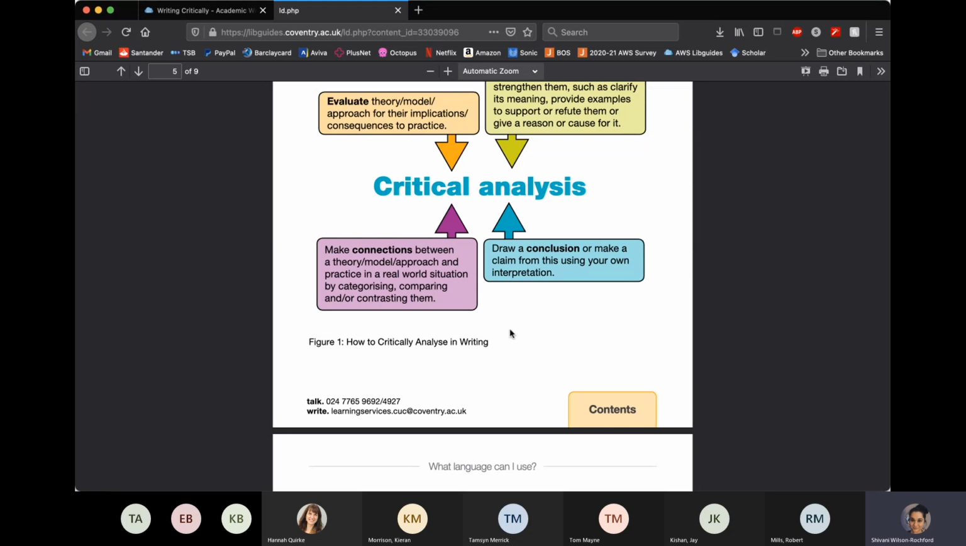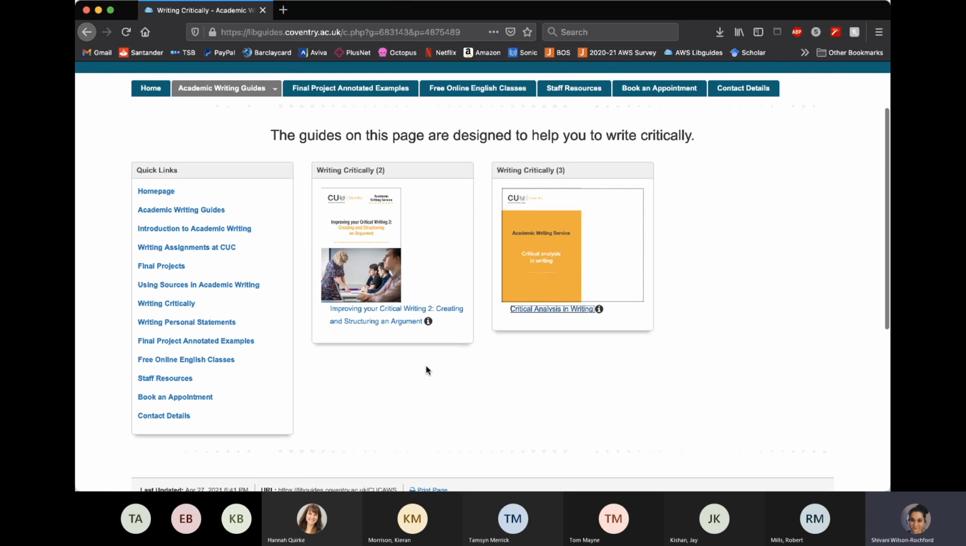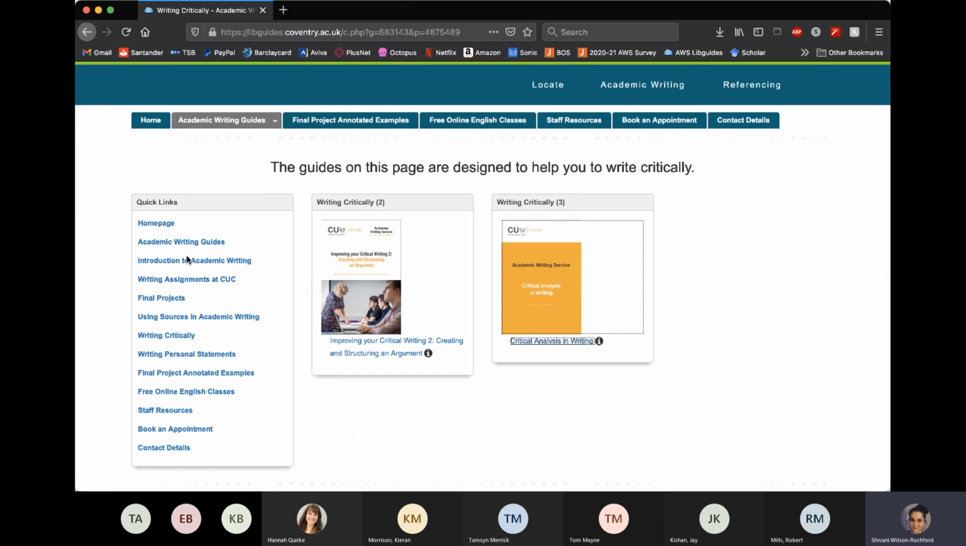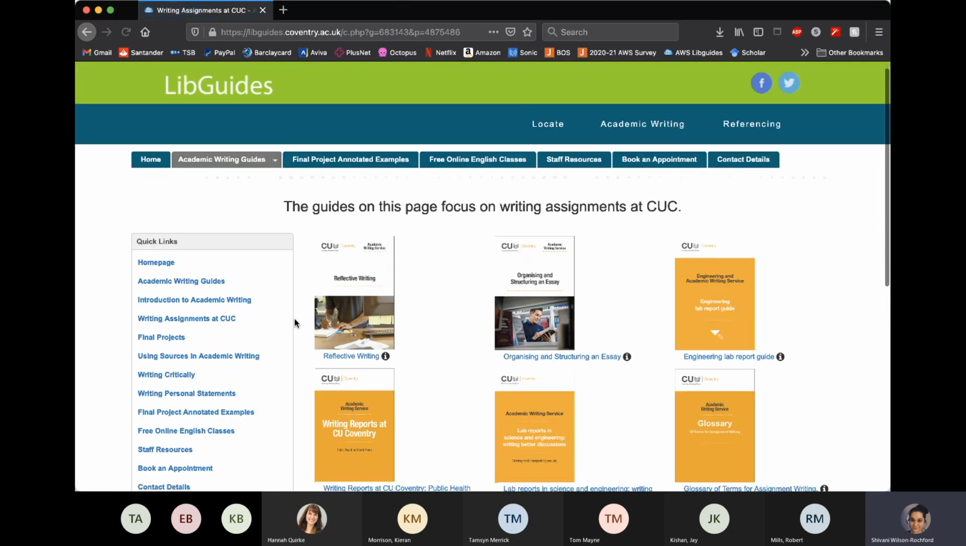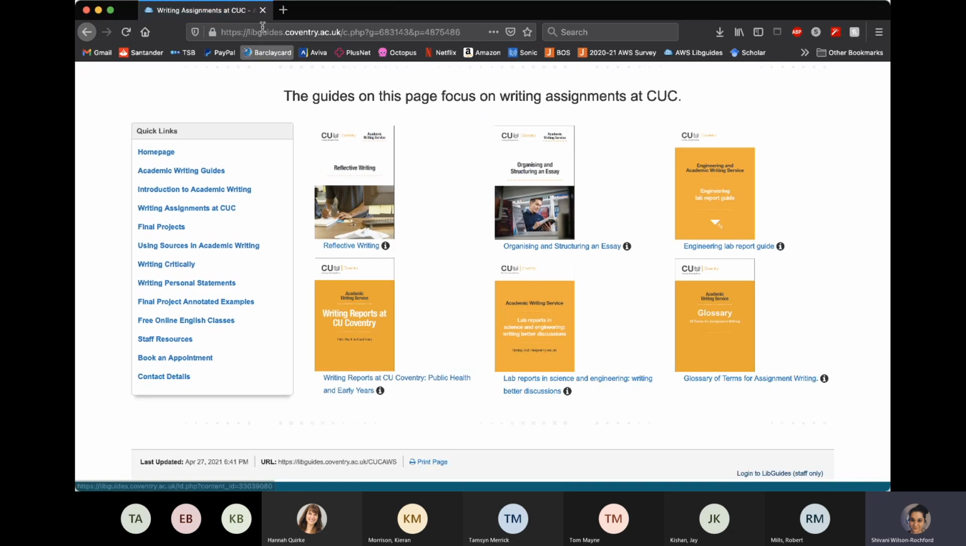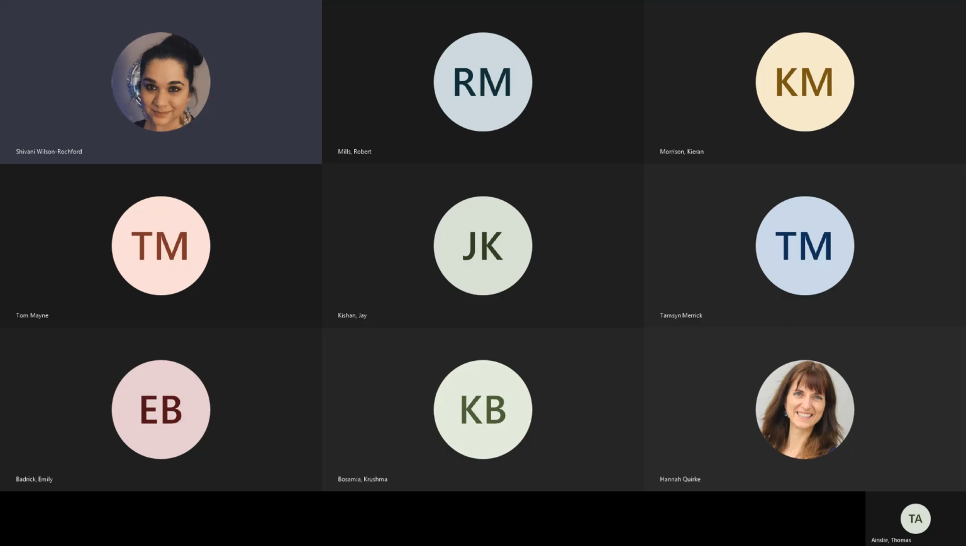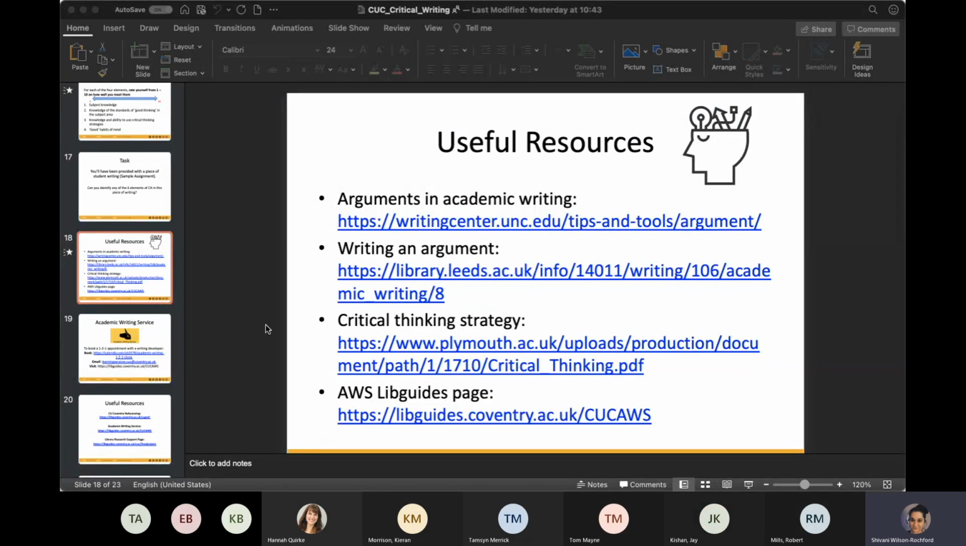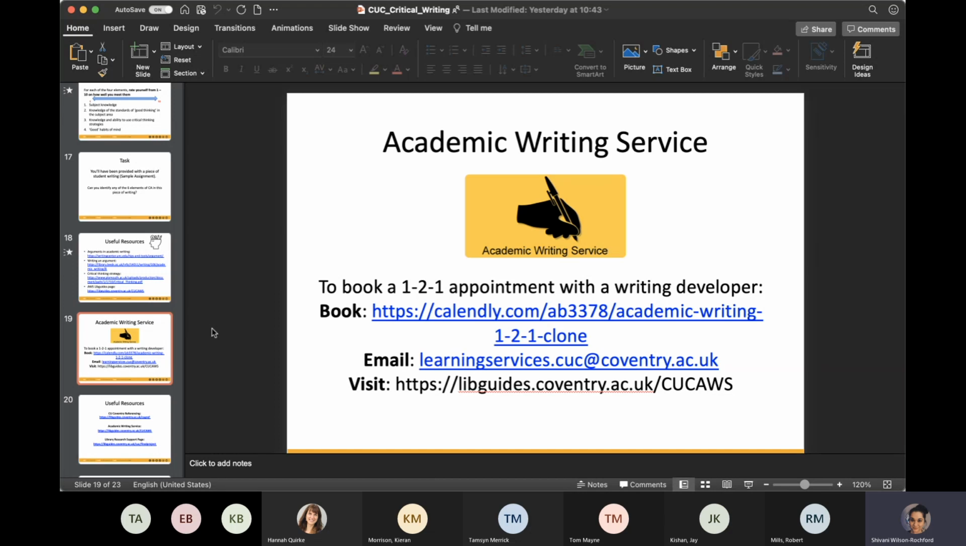So I would do that. And then the rest of the guides are the ones that you've probably seen previously as well. Right, and we've got some resources on the slides, which again I will send across. So it talks you through some arguments in academic writing, how to structure an argument, and our LibGuides page as well.